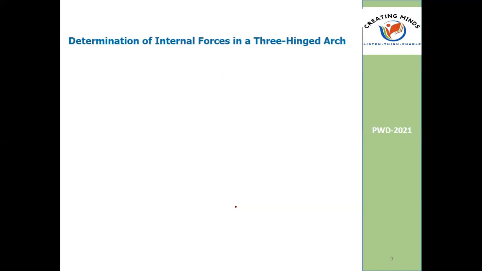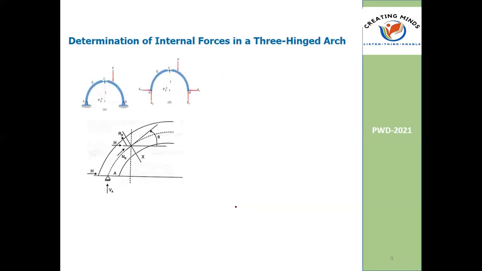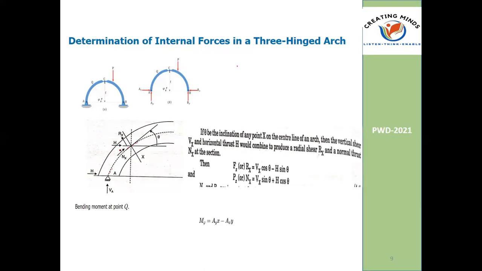And what are the internal forces? Generally, when you are doing internal forces, there are two internal forces. One is normal thrust and another one is radial shear. If you observe here, on the axis of the arch, you are getting NX. That is normal thrust. Perpendicular to that, you are getting RX. That is radial shear. The standard equation is, just try to remember, RX equals V cos theta minus H sin theta.